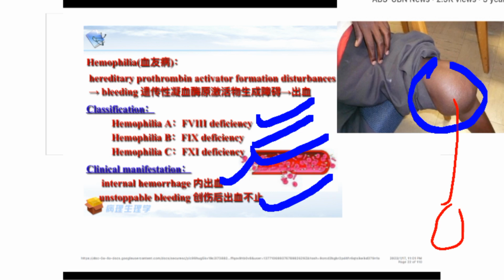But for you to know which type of hemophilia, you have to measure the amount in the blood. You have to measure factor 8, and you have to measure factor 9 and 11. And you have to measure something called PT and PTT. Now we are not doing internal medicine, we are just doing the pathology.